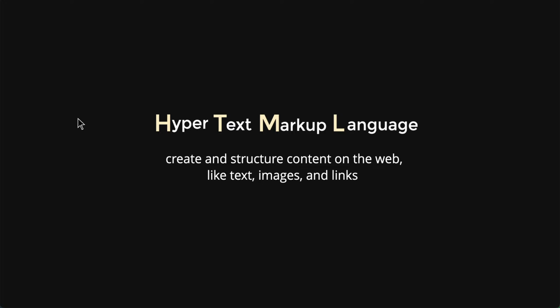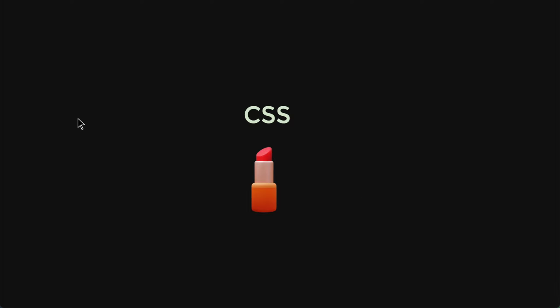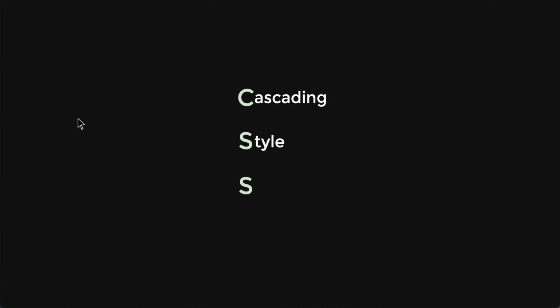So that is what hypertext markup language is. So now we know what HTML or hypertext markup language is. The next thing is CSS. CSS is essentially cascading style sheet. So let's get started with cascading. Cascading essentially means that it flows down.